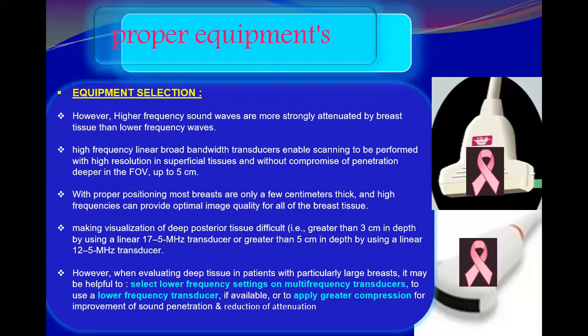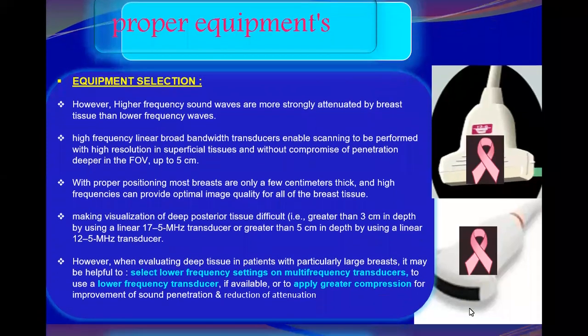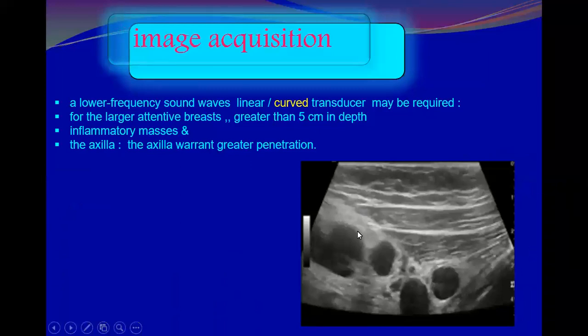But rarely we might have a huge breast, a large breast, or sometimes the axilla, the more deep structures in the axilla. Or sometimes there is some inflammation that also attenuates the sound. So sometimes we might need to use lower frequency transducers, and sometimes even the convex or curved transducer. As you have seen here, this is in the axilla. These malignant lymph nodes are so deep in the axilla, this is my case, difficult to be visualized by the linear transducer. I used the curved transducer to visualize deep into the axilla.